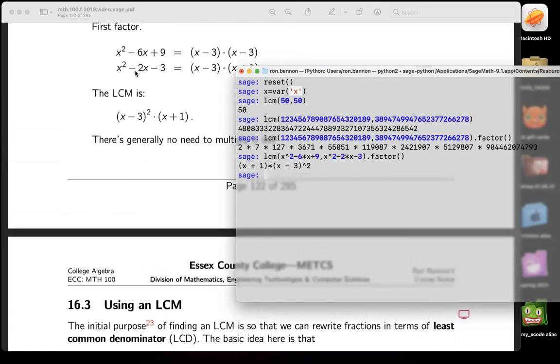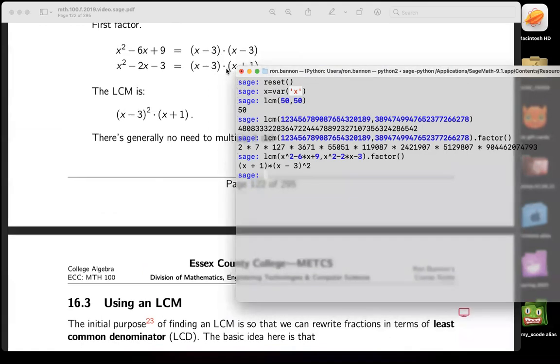X squared minus 2x minus 3. What I did was factor it, and then I wrote the LCM down. Again, you might say, oh, a computer could do this. Why do I need to learn? You need to learn to do simple things. For more complicated things, yeah, machines are going to be necessary.